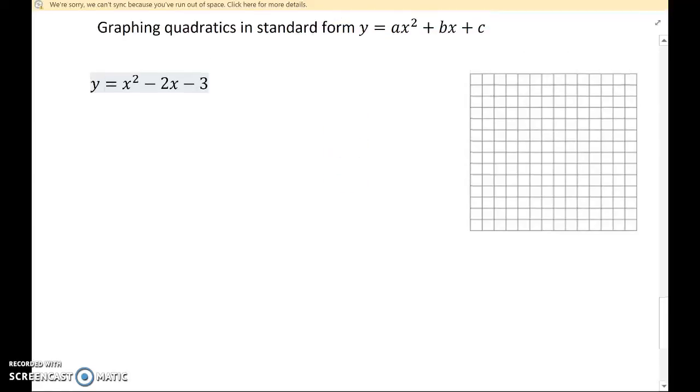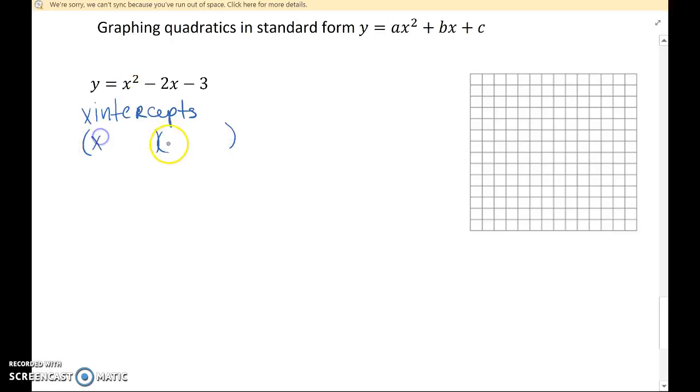All right, today we'll be looking at graphing quadratics in standard form. The first thing we want to do is find our x-intercepts. The x-intercepts can be found by either factoring or doing the quadratic formula. I'm going to try to factor first. I prefer factoring over the quadratic formula. I think it's a little quicker and a little easier.